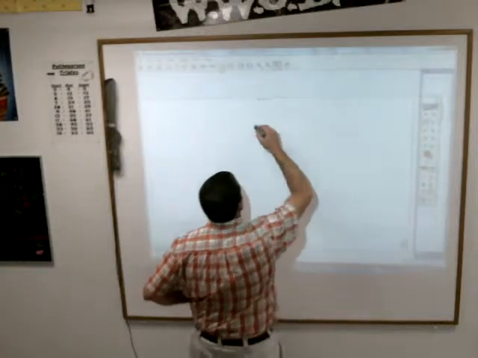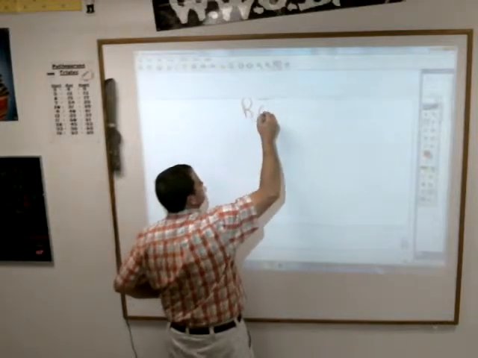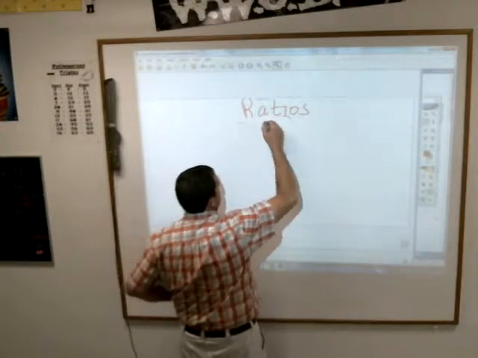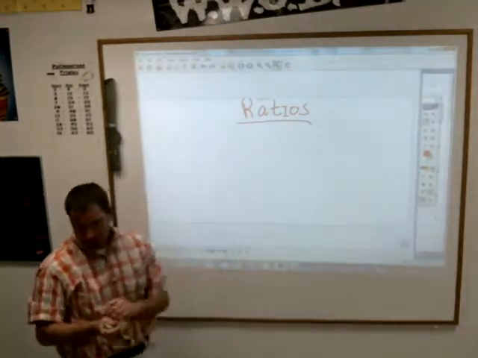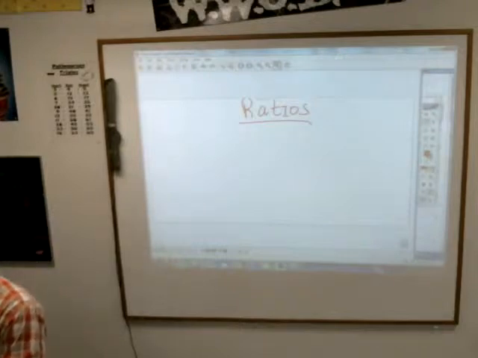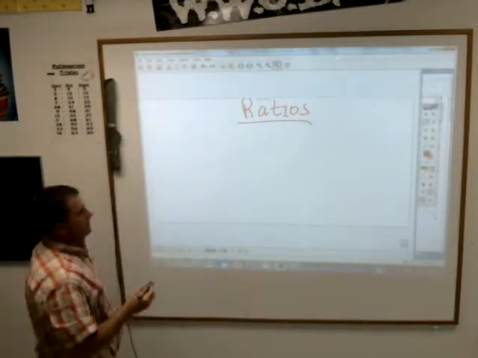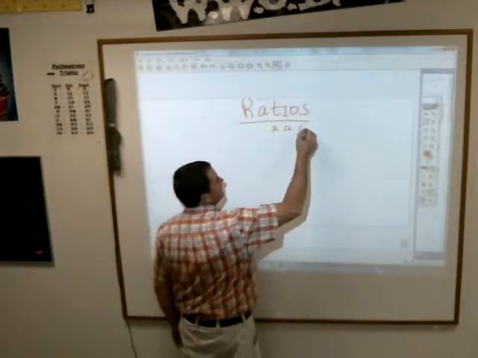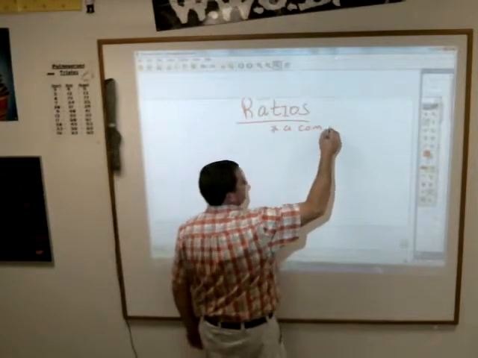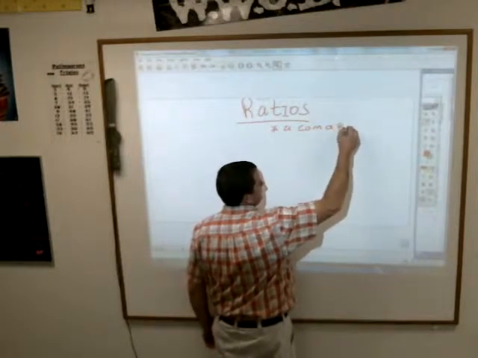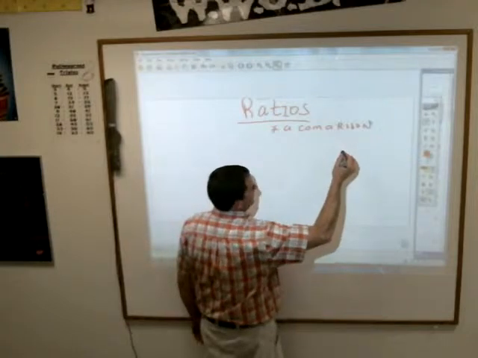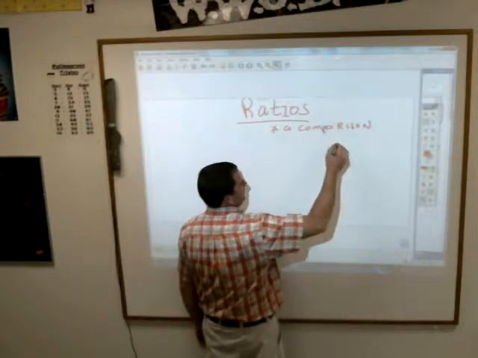Thing on top is ratios. You will find that most things in math are related to each other, and that's the case with ratios. A ratio, if you want the technical book definition, is a comparison. A comparison, the book says, by division. I'm going to say by fractions.